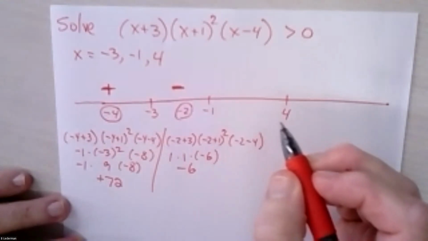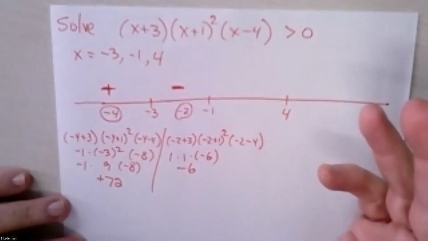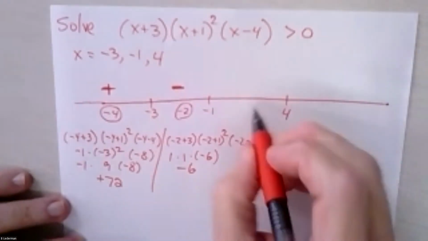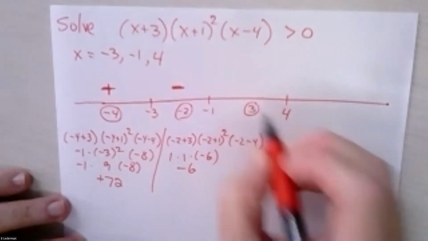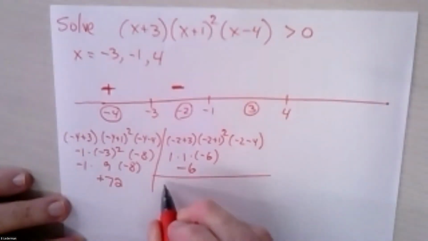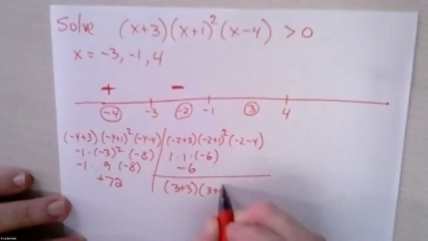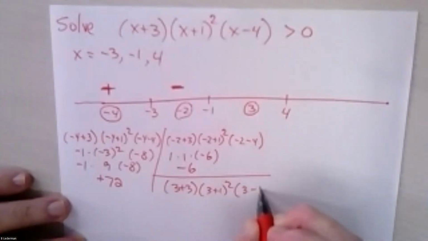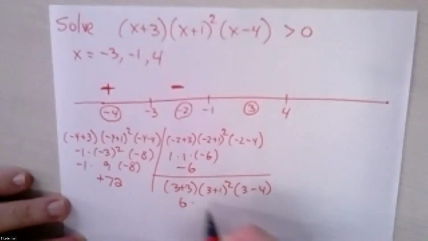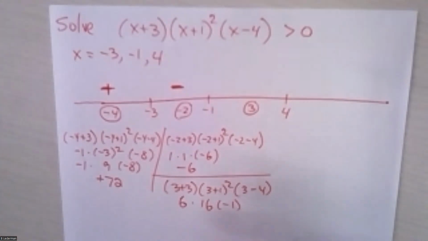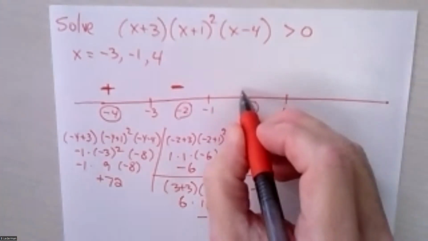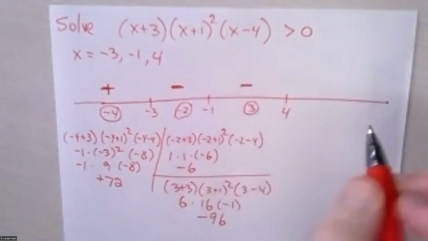And let's take a point over here. Let's take 3. So we're going to test out 3. We're going to put that in. 3 plus 3 times 3 plus 1 squared times 3 minus 4. That's going to be 6 times 16 times -1, which is, what's 6 times 16? 96, yeah. So that's -96, which again is negative, so it stays negative down here.